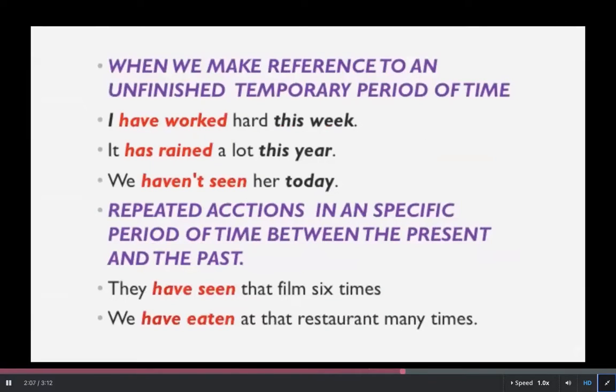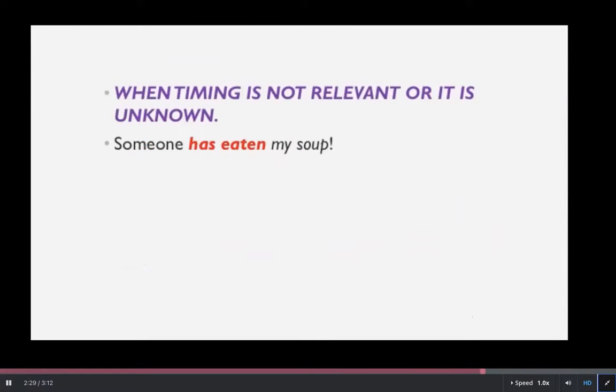When we want to make reference to an unfinished temporary period of time, I have worked hard this week. It has rained a lot this year. We haven't seen her today. Repeated actions in a specific period of time between the present and the past. They have seen that film 6 times. We have eaten at that restaurant many times. When timing is not relevant or it is unknown, someone has eaten my soup.